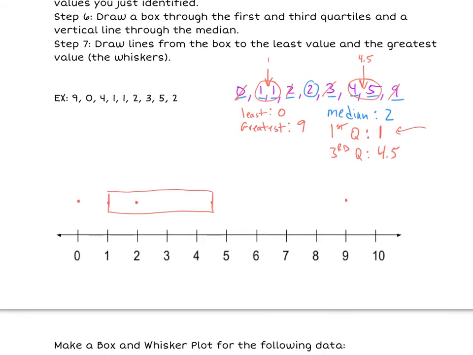Then it says draw a vertical line through the median. So here is my vertical line through my median. And last it says draw lines from the box to the least value, the smallest value. And we'll put a line here just to represent that. And to the greatest value. And we now have a box and whisker plot.